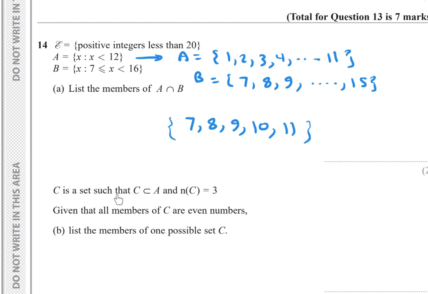C is a set such that C is a subset of A and the number of elements of C equals 3, given that all members of C are even numbers. Let the members be one possible set C. So we need 3 elements included in A and even. So you can choose 2, 4, 8.